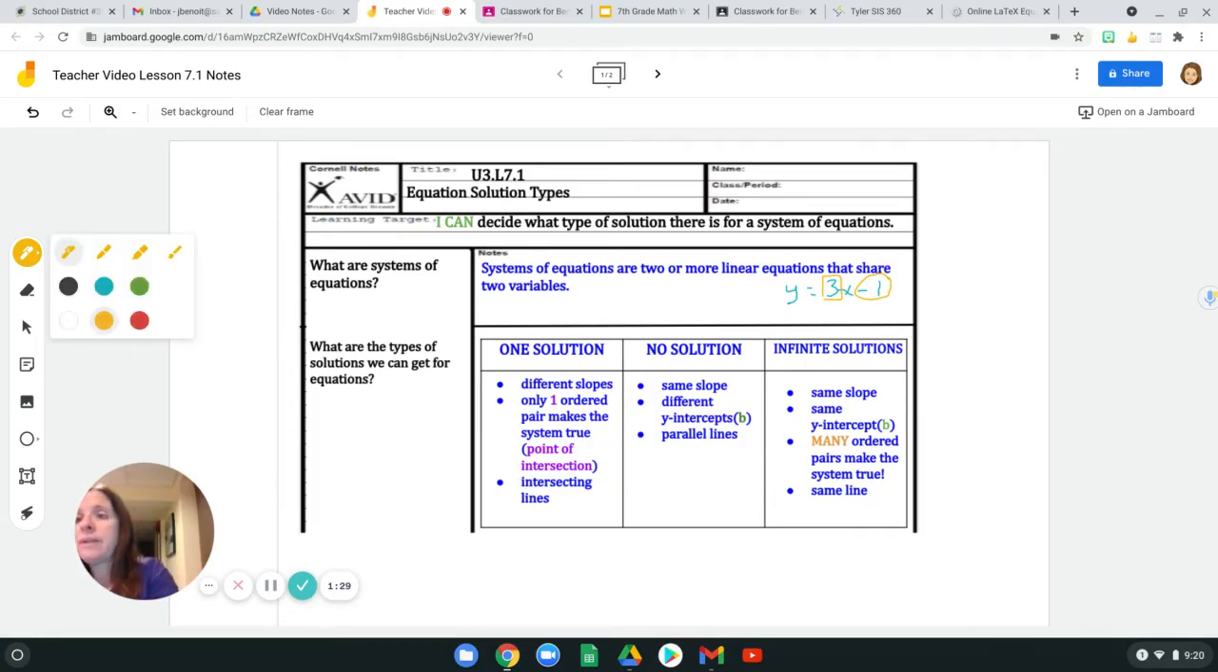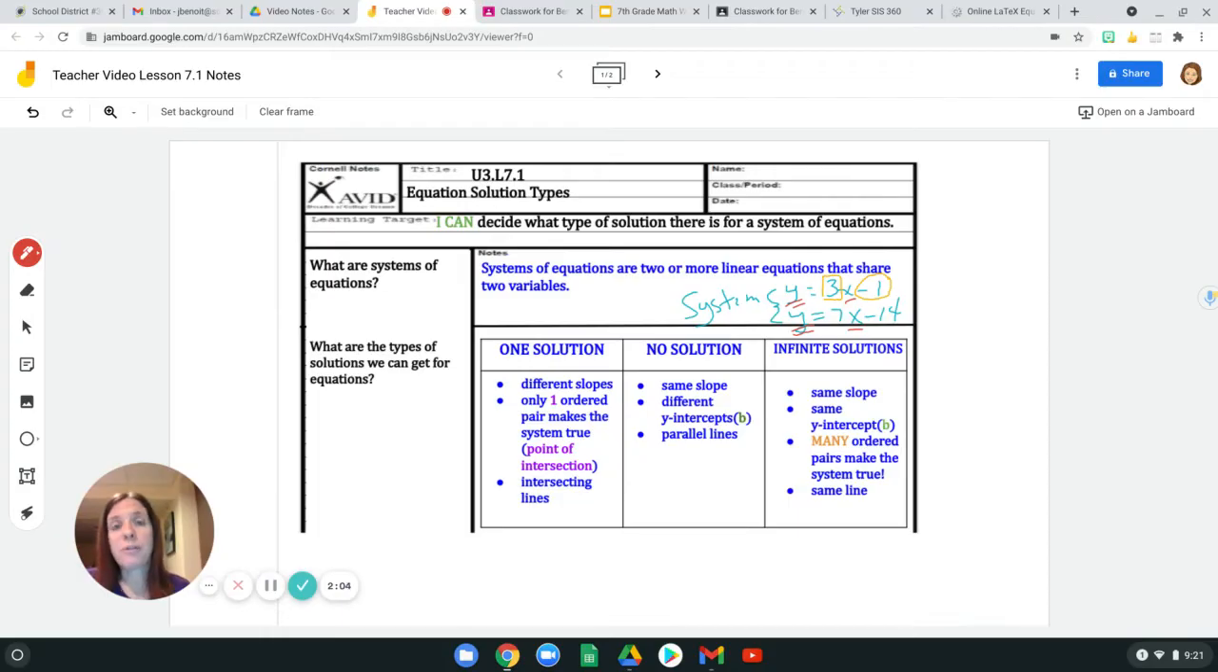We could plot that point and use the slope to build the line. A system is two of these equations. So we could have another one, y equals 7x minus 14, where we have a different slope, a different y-intercept. But the idea is these are a system because they share two variables, and the two variables that they share are your x and your y.